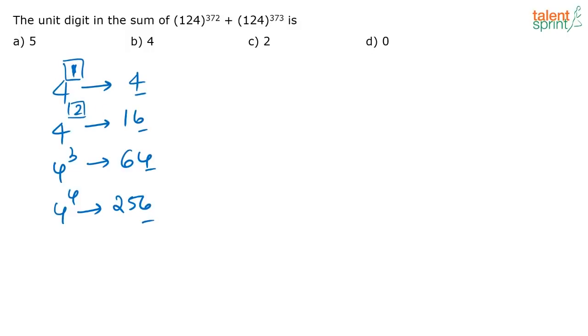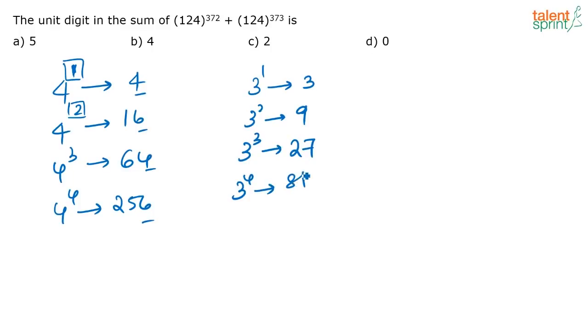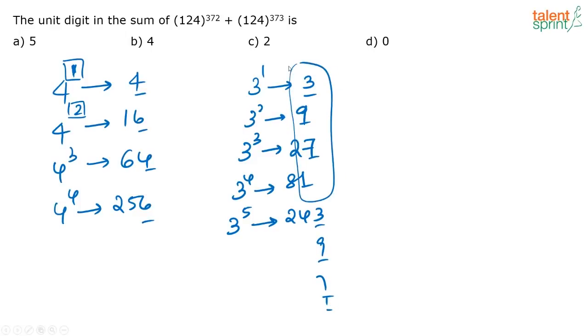Okay. Now there is a table that you can make with all the numbers like this. Similarly, if you are taking the number 3, 3 to the power 1 is 3, 3 squared is 9, 3 cube is 27, correct? 3 to the power 4 is 27 into 3, that is 81. 3 to the power 5 is 81 into 3, that is 243. So the same pattern, 3, 9, 7, 1, will keep repeating. So the pattern for 3 is 3, 9, 7, 1.